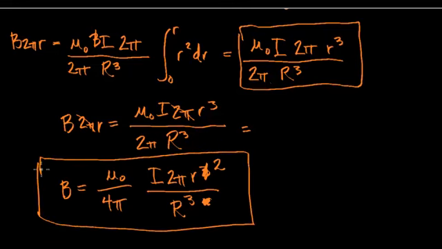And if we let little r go to big R, then we will indeed get mu sub naught over 4 pi times I times 2 pi r over r squared, which is the field strength inside of or outside of a long current carrying wire. So that's how you solve the last part of the equation.